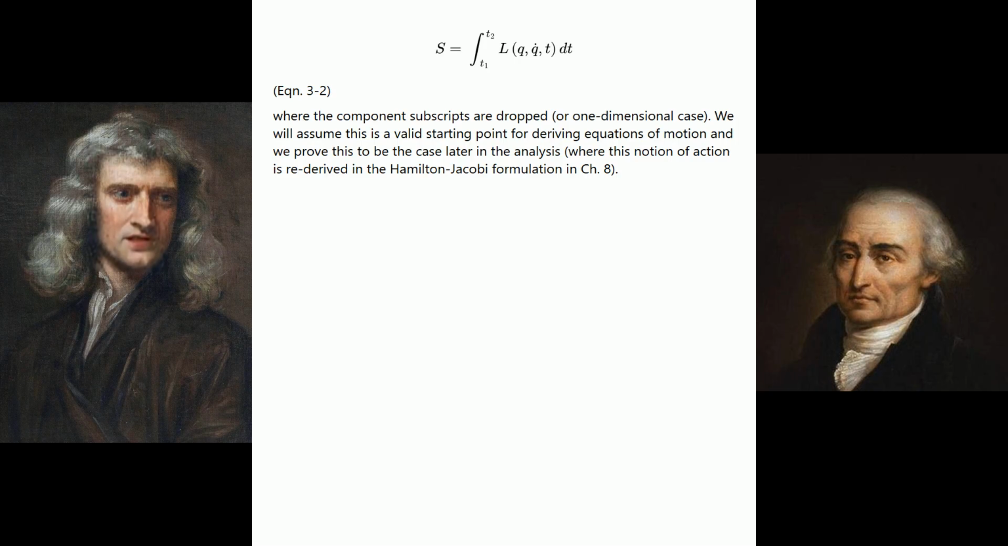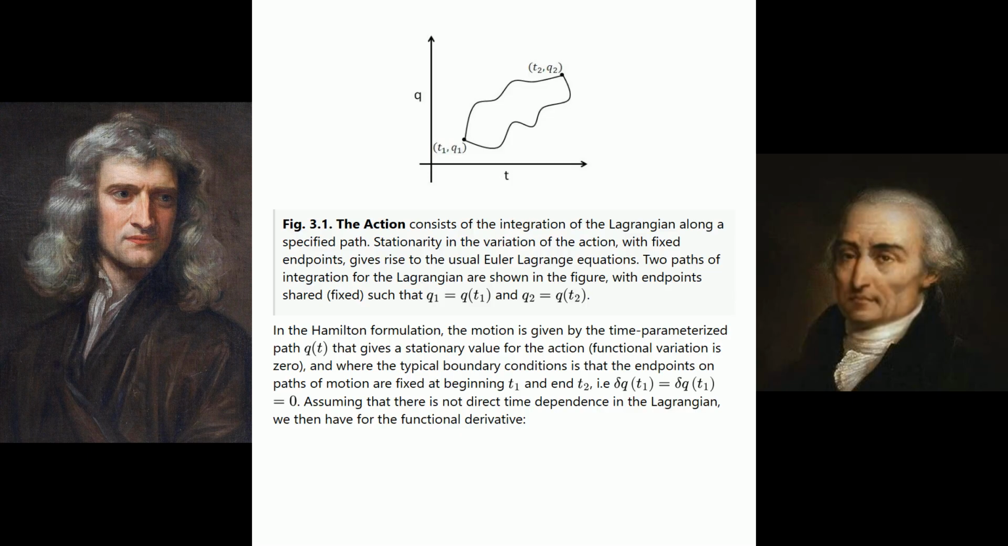We will assume this is a valid starting point for deriving equations of motion, and we prove this to be the case later in the analysis, where this notion of action is rederived in the Hamilton-Jacobi formulation in Chapter 8. Figure 3.1. The action consists of the integration of the Lagrangian along a specified path. Stationarity in the variation of the action, with fixed endpoints, gives rise to the usual Euler-Lagrange equations.